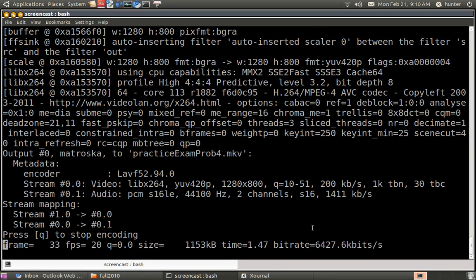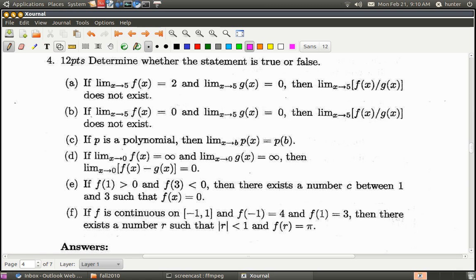Now let's do problem 4. So here's problem 4. It's basically just a true-false question. So let's just get right to grips with it, starting with this first one.